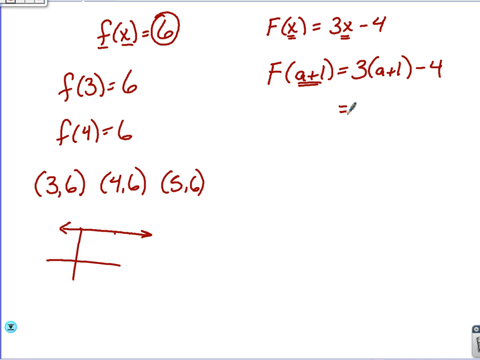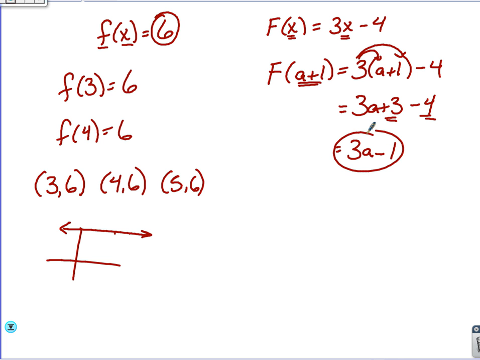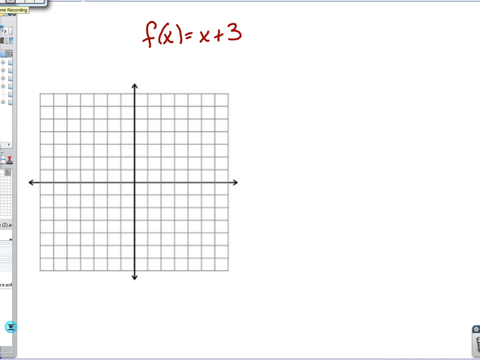Cleaning up with the distributive property, get rid of parentheses. You're going to do 3 times a, and you're going to do 3 times 1. That'll be 3a plus 3, and we're going to bring down minus 4. Combine like terms, that gives you a total of 3a, and the positive 3 and negative 4 combine to give you a negative 1. So therefore, f of a plus 1 would be 3a minus 1, another expression. So you don't always have to get a numerical answer when you plug something in.